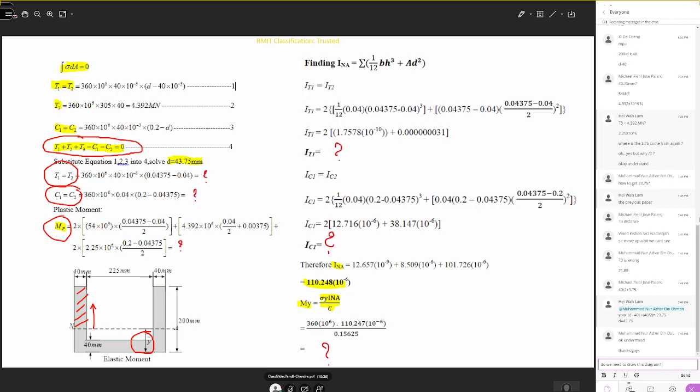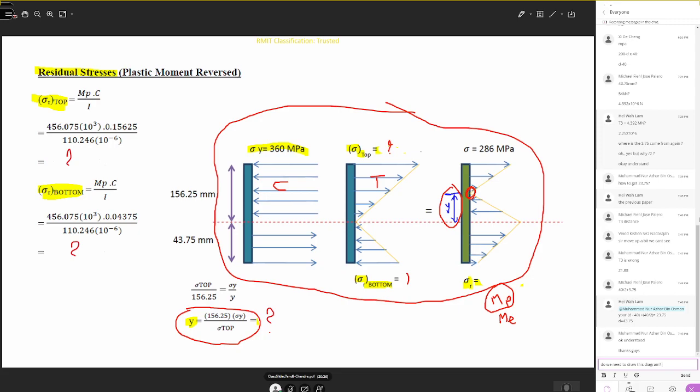To calculate the elastic moment, you need to find the inertia through the neutral axis. Here you are calculating the inertia through the neutral axis using the standard method. Once you know it, you will be able to calculate the elastic moment. So the elastic moment will be the yield stress multiplied by the inertia through the neutral axis over C. C is defined as the maximum distance from the neutral axis. If you are calculating the total elastic moment acting on the cross section, the maximum distance will be taken as 156.25 mm.